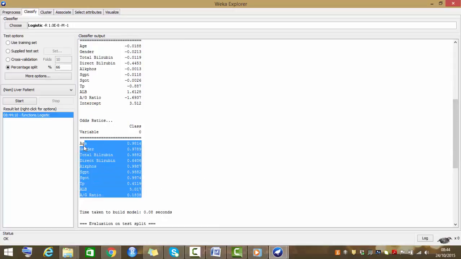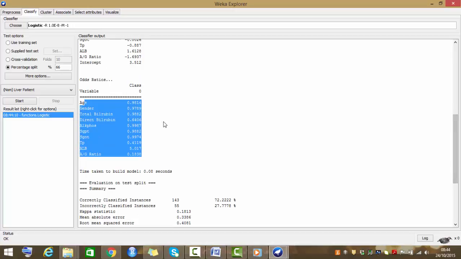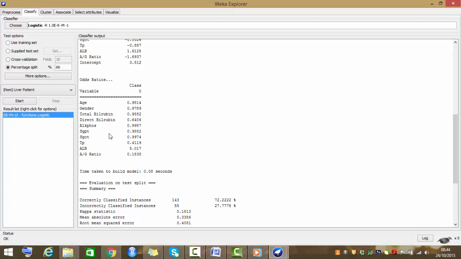The odds ratio is, if p is the probability for a patient to be a liver disease patient, the odds are p divided by 1 minus p: the probability to be a liver disease patient divided by the probability not to be a liver disease patient. That gives the odds ratios here.